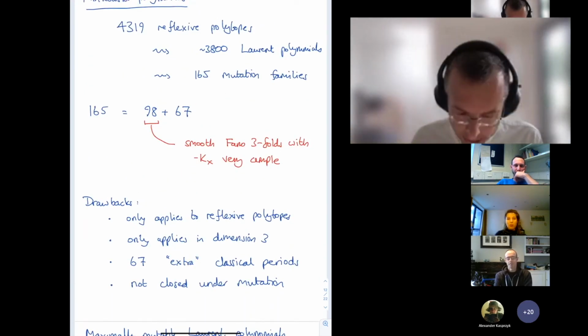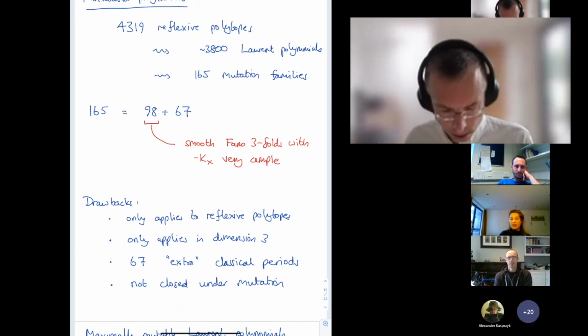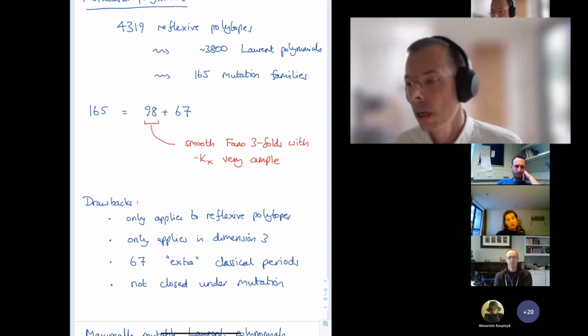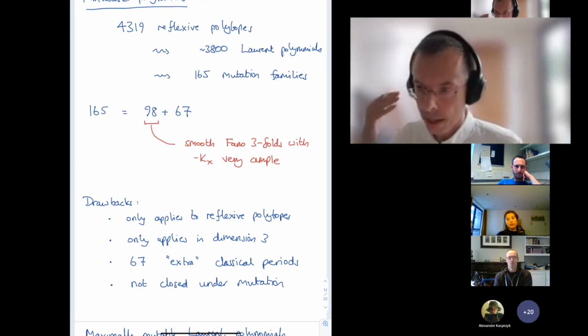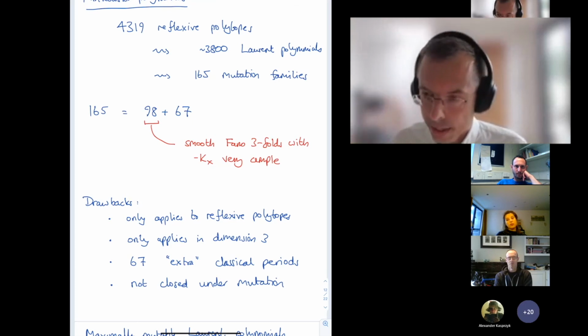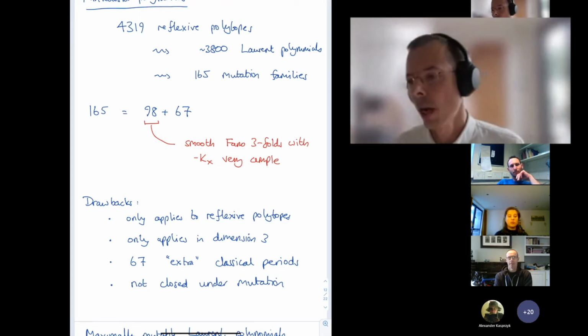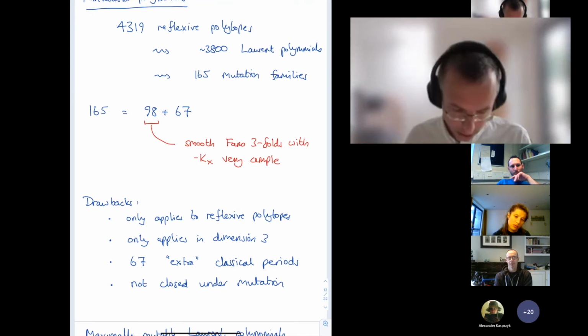It also has various other drawbacks. It only applies to reflexive polytopes. So there's no possibility of finding the other 7, for example, because there is no Q-Gorenstein degeneration of any of these 7 with central fiber given by a reflexive polytope.